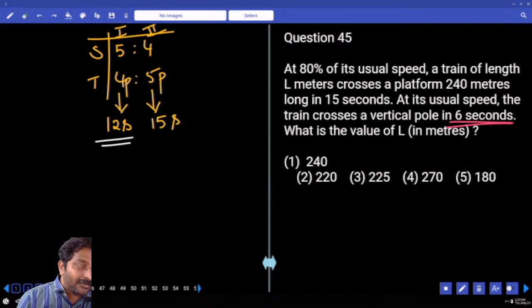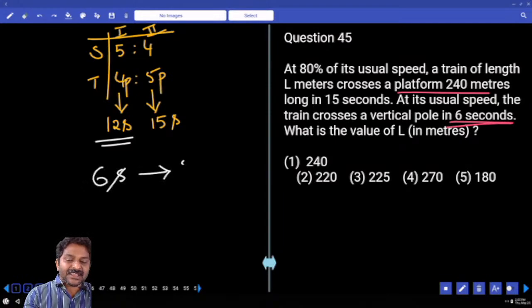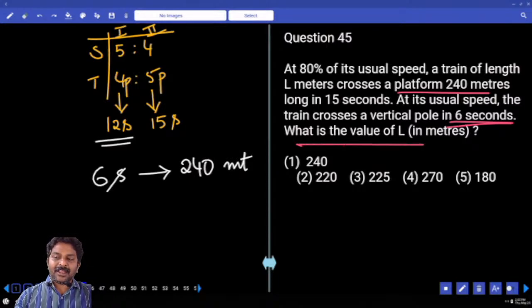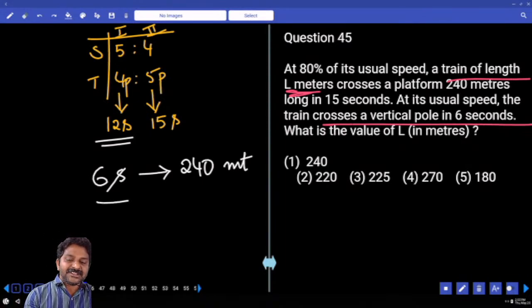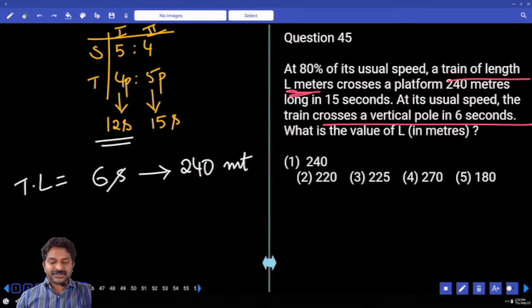Because of the platform length. That means in 6 seconds, the distance covered is 240 meters. Now the question is about the value of L. What was L? The length of the train. To cover the train length, how much time is it taking? In 6 seconds it will cover 240 meters only. So train length is equal to what is covered in 6 seconds, and in that time it will cover 240 meters. First option, final answer.